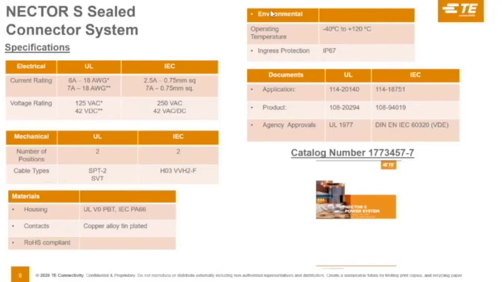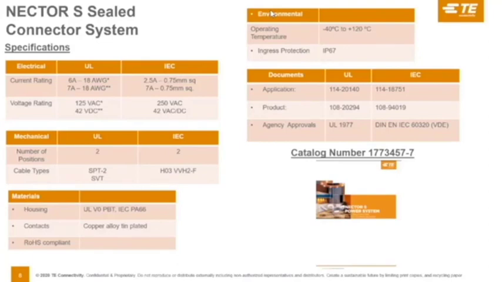More importantly, the wire types it accepts. Wire types that are consistent with use in North America, such as SVT2 or SVT wire, or in the European marketplace, the H03 version of the wire. These types of products are used in those types of applications. When you look at the materials that the products are designed for, they're designed for those varying applications, whether it's PBT, V0 material in North America, or IEC PA66 material, a nylon, in Europe.